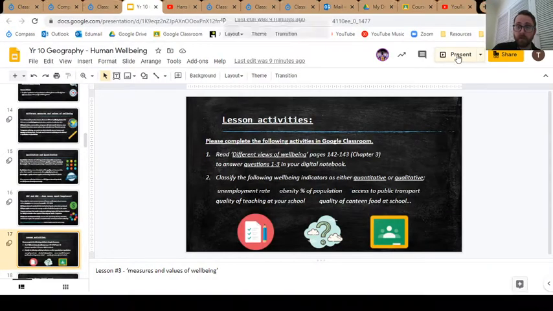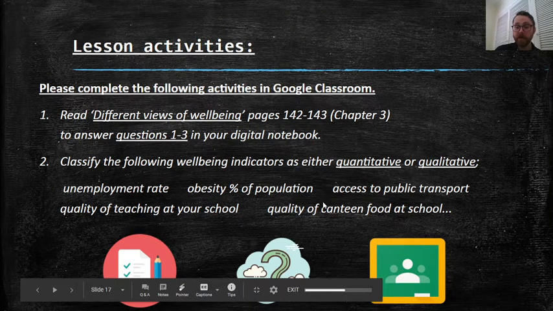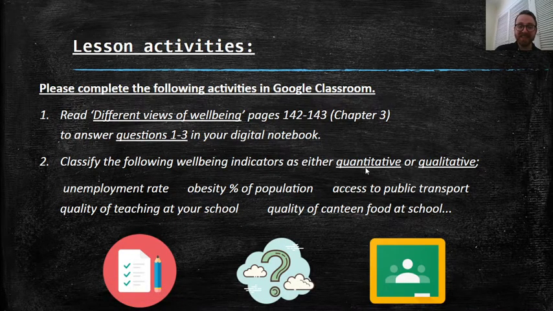Second half of what we are doing. You've got a few well-being indicators here. So unemployment rate, obesity population percentage, access to public transport, quality of teaching at your school, be nice. What you need to do for this question, write those out in your book. So there's 1, 2, 3, 4, 5. And you need to put either qualitative or quantitative next to those well-being indicators. So you're just copying down those, and you're going to tell me if it's quantitative, so numbers, percentages, decimals, or if it's something measured on quality, so high, medium, low usually, or average, or whatever.